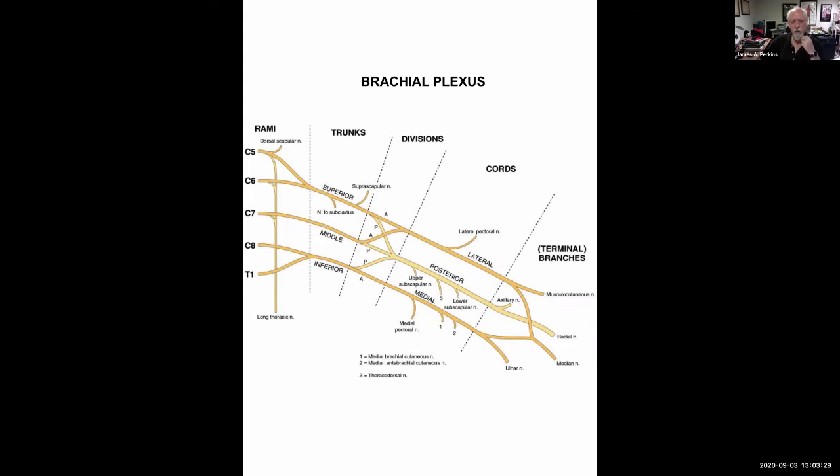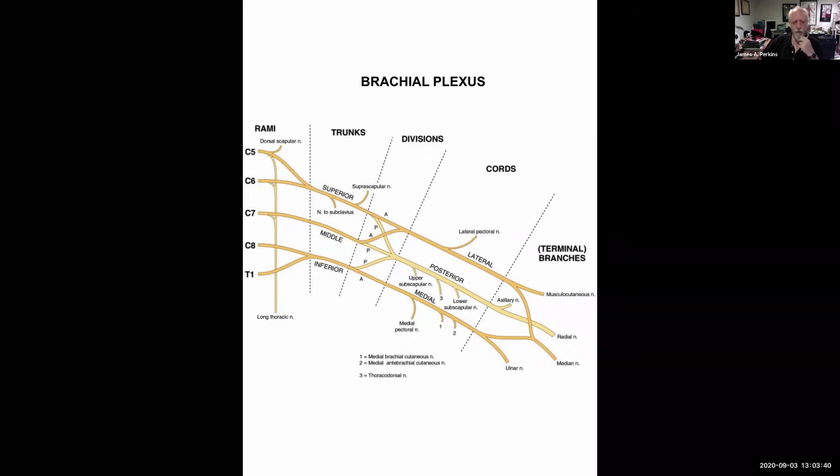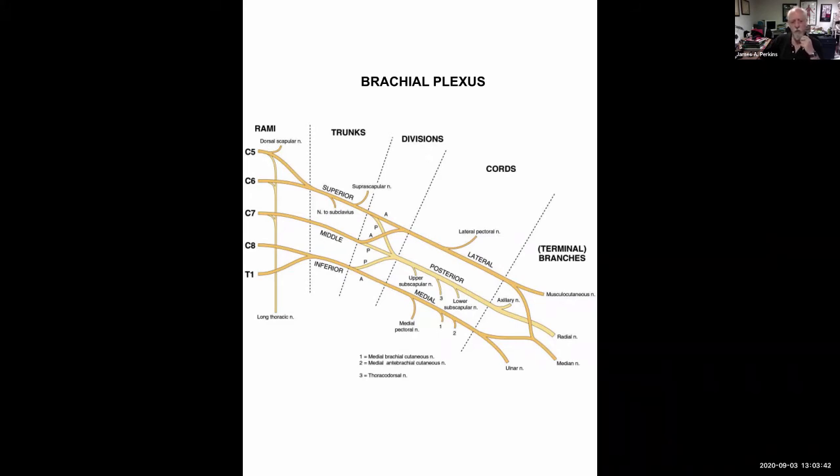So the anterior divisions of the superior and middle trunks together combine to form something called the lateral cord. The anterior division of the inferior trunk all by itself is called the medial cord. And then the posterior divisions of all 3 trunks join together to form the posterior cord. And again, those 3 cords are named for their position relative to the axillary artery, but when the arm is held in the fully adducted position against the body, they would truly be medial, lateral, and posterior to the axillary artery.